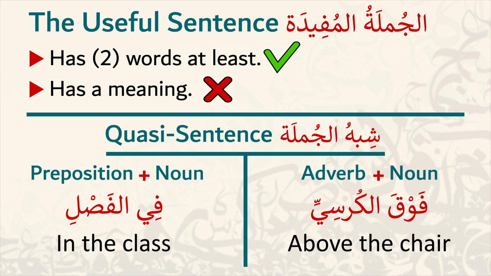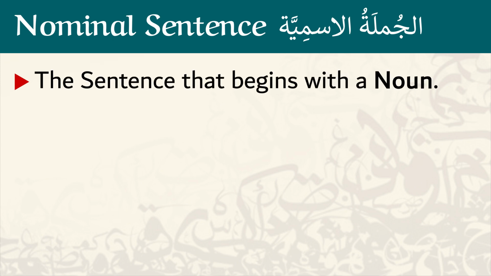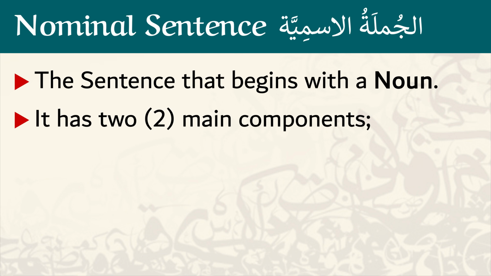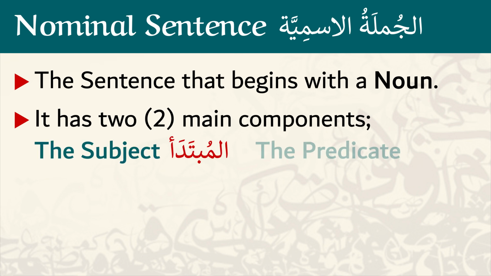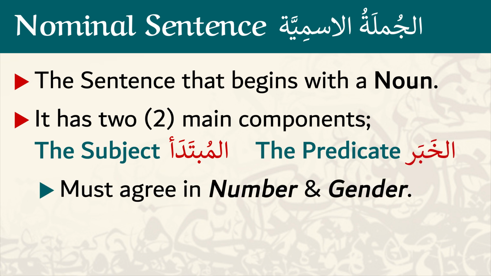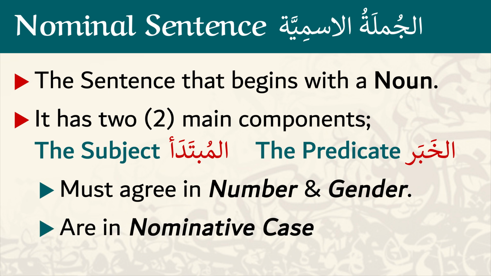Today, I want to talk about nominal sentences in specific. A nominal sentence, الجملة الاسمية, is a sentence that begins with a noun. And it has two main parts or components: the subject, المبتدأ, and the predicate, الخبر. Both of them must agree in number and gender, and both of them are in nominative case, حالة الرفع, or مرفوع.